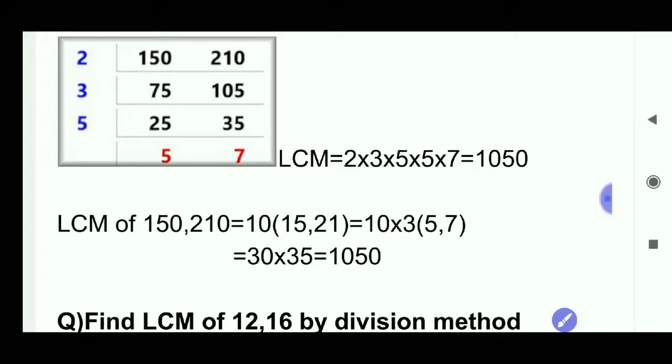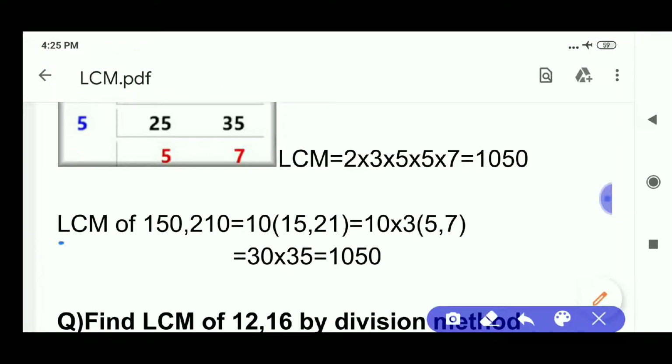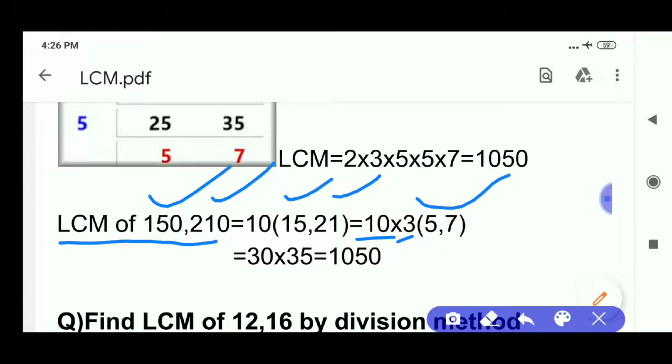We are solving LCM in another style, not another method, another style of division. LCM of 150 and 210 is equal to, observe carefully, both are divisible by 10. So write 10 into (15, 21). What is in the small brackets? Yes, 15 and 21. Both are divisible by 3. So it can be written as 10 into 3 into (5, 7).